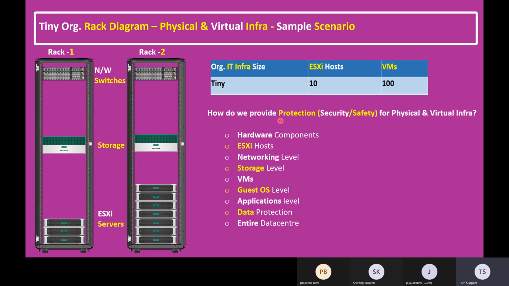So how do we provide protection? Protection means either security or safety. How do we provide safety for physical and virtual infrastructure? This is our responsibility, to provide safety to both physical and virtual infrastructure. For the physical and virtual infrastructure, I just highlighted the key components. A similar scenario is applicable for any of the additional sub components like hardware components.